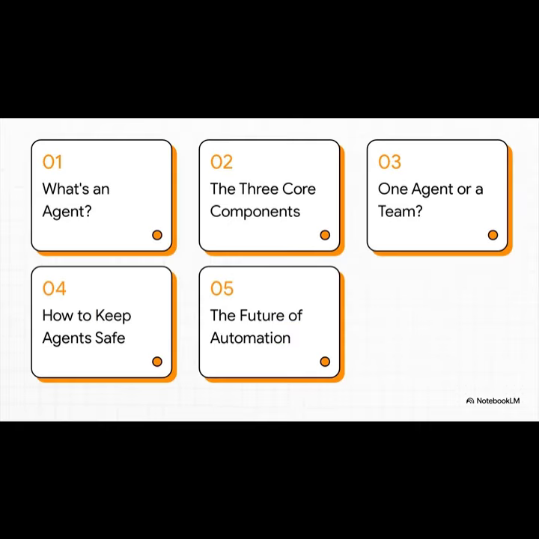Okay, so that's the what. Now let's get into the how. Here's our game plan for this explainer. First, we're going to break down the three essential parts of any agent. Then we'll explore a huge design question. Is it better to have one agent or a whole team? After that, we'll get into the super important topic of safety. And finally, we'll zoom out and look at what this all means for the future.